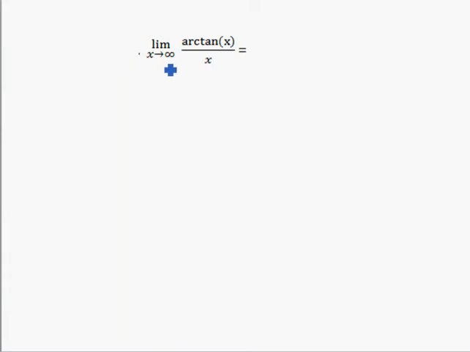As x goes to infinity, remember, this is asking for the horizontal asymptote. It's really saying, hey, what's my horizontal asymptote? Well, remember, as x goes to infinity, arctan of x becomes pi over 2. Arctan of x heads to pi over 2.